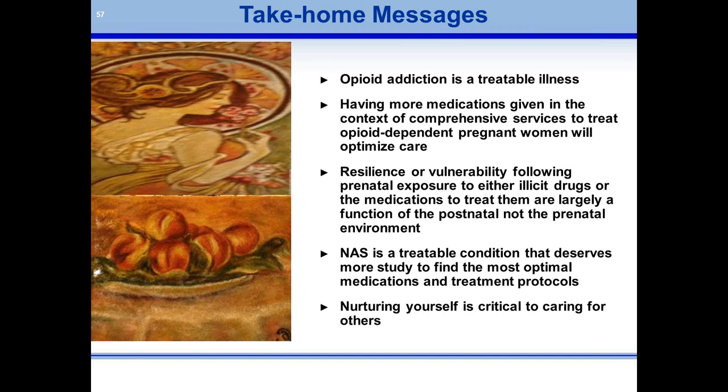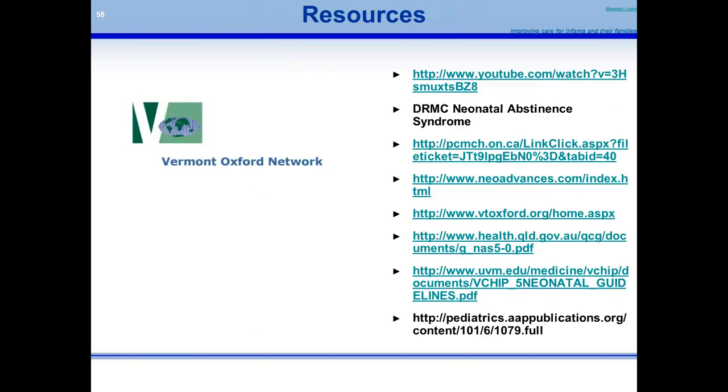And I hope that you'll also remember that the resilience or vulnerability of the children that have been prenatally exposed to opioids and or other drugs is really very much a function of the postnatal environment, much more so than the prenatal environment. And that neonatal abstinence syndrome is a treatable condition, and it really deserves more study to find out what are the most optimal medications and treatment protocols for the babies that we serve. And finally, don't forget to nurture yourself, because that is the key to being able to care for others.